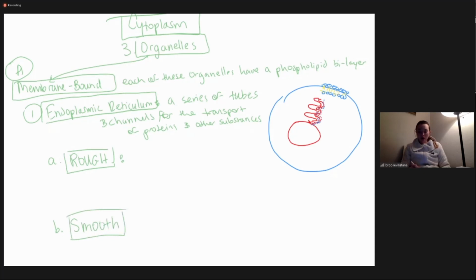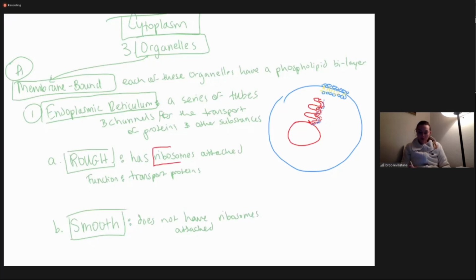Thank you. So if it's rough endoplasmic reticulum, this means it has ribosomes attached. If it's smooth, it does not have ribosomes attached. Right? And you're thinking, oh, great, that's the definition. And sadly, that is not the definition. That's just part of the definition. So if it's rough, it has ribosomes attached. The function of rough endoplasmic reticulum is to transport proteins. Why?